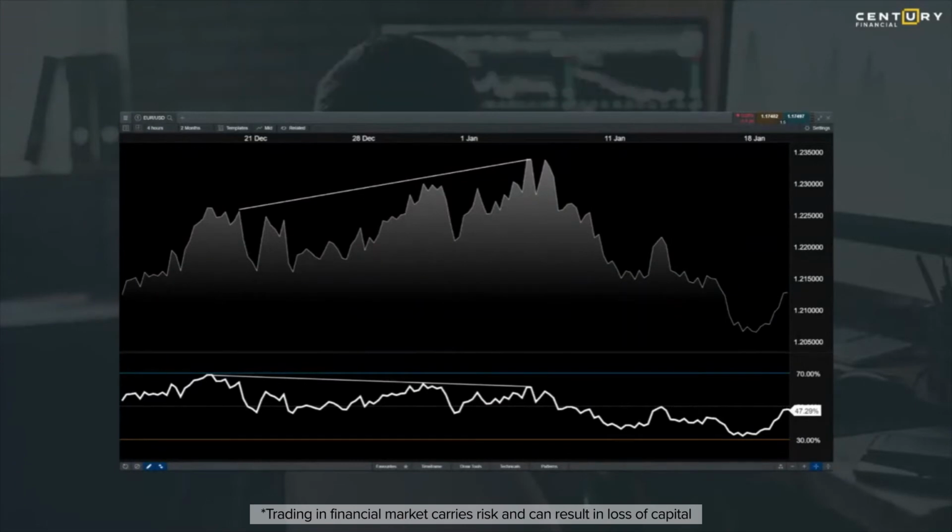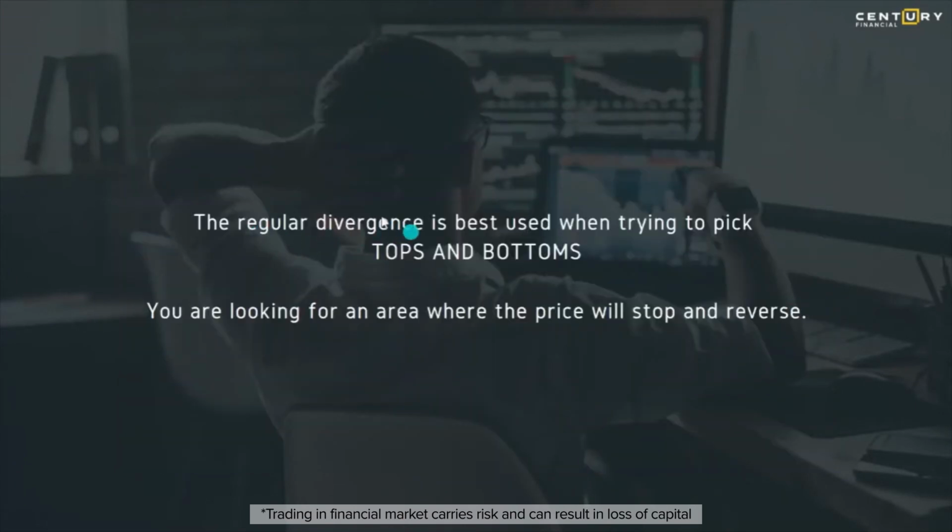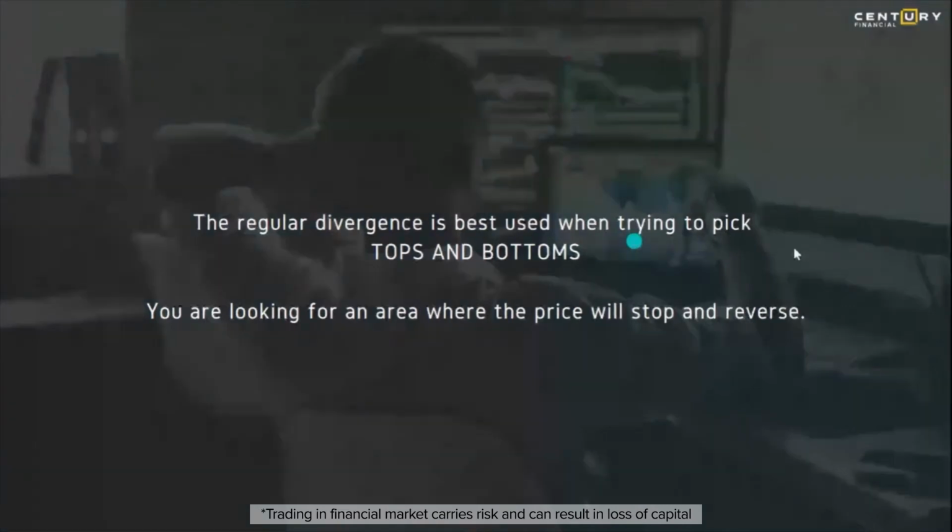Now let's go to the regular divergence, which is best used when trying to pick tops and bottoms. So anyone who's trying to pick the top to short the market or to book profit, or vice versa, anyone who's trying to pick the bottom so that they can buy at a lower price, and when the market goes back up, make a profit.